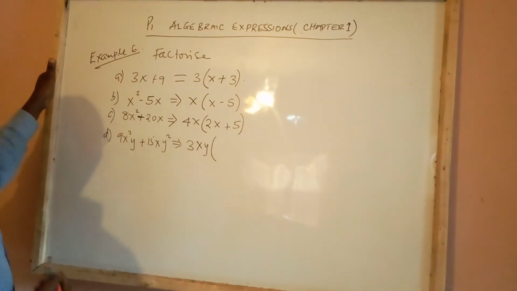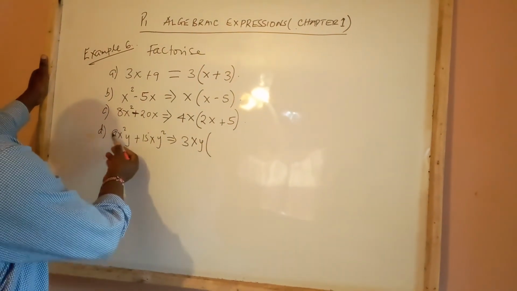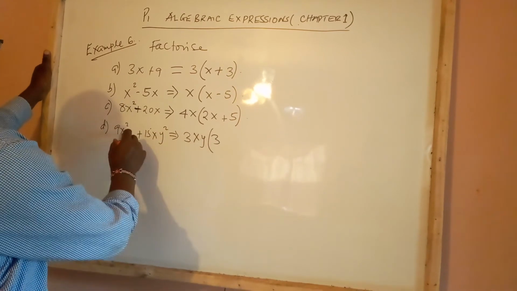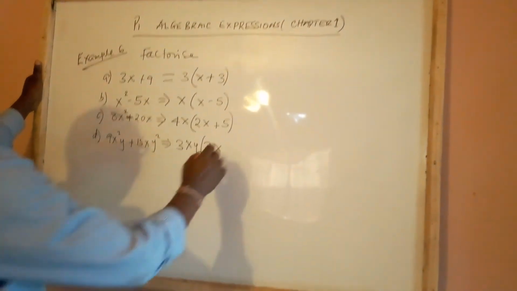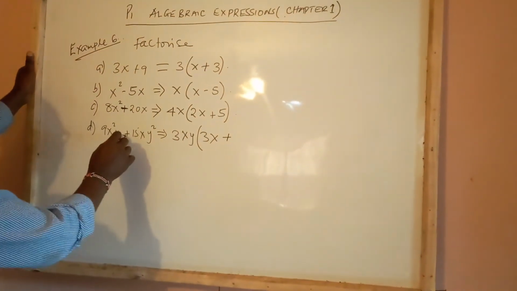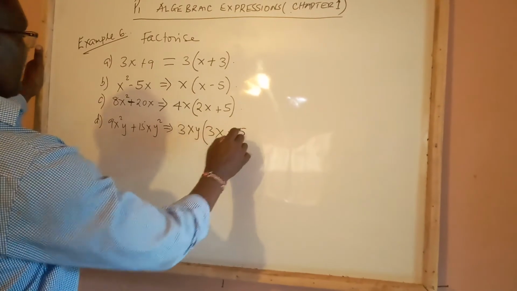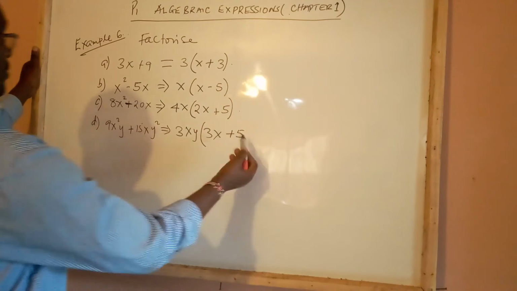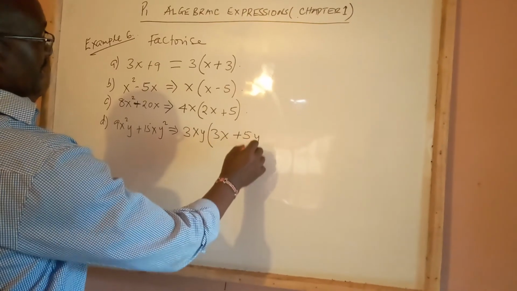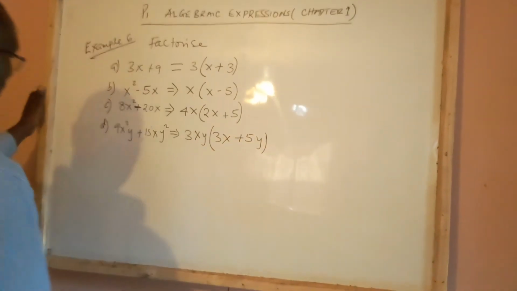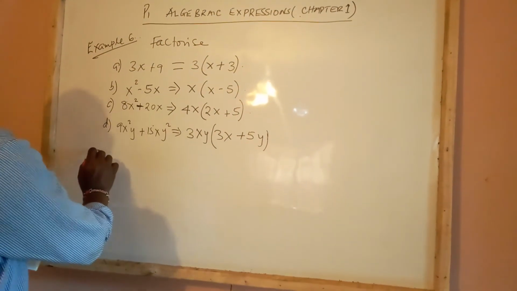So 9x squared y divided by 3xy: 9 divided by 3 is 3, x squared divided by x is x, and y divided by y is 1. Plus, because there is a positive sign here, 15 divided by 3 is 5. Then x divided by x is 1, so there's no need of writing 1. y squared divided by y is y, and that is a factorized version of the original expression.